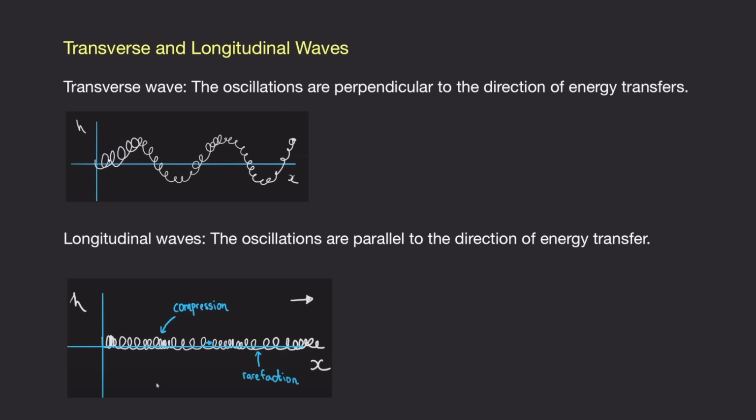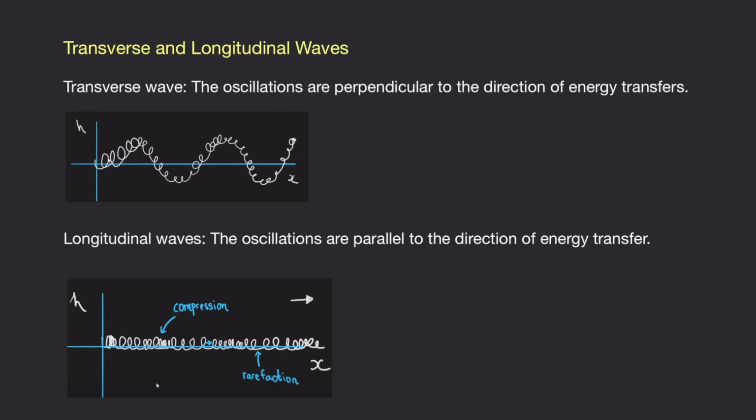Let's cover transverse and longitudinal waves. A transverse wave is a wave where the oscillations are perpendicular to the direction of energy transfer. Whereas in a longitudinal wave, the oscillations are parallel to the direction of energy transfer. This also leads to compressions and rarefactions.